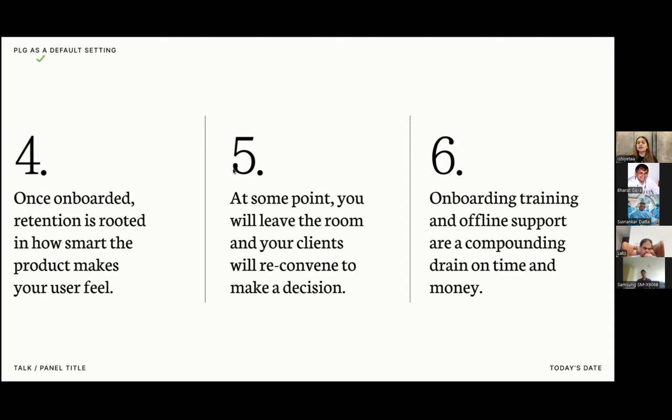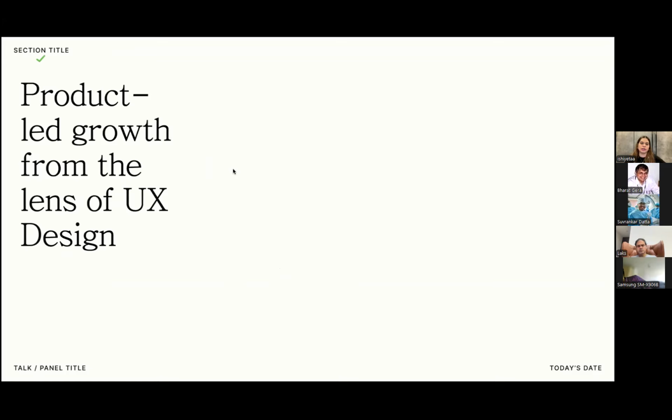The sixth is onboarding training and offline support are a compounding drain on time and money. So without a UX intervention, products are only as good as development is able to make them. And it ends up resulting in a lot of onboarding training. Someone has to go on site, train people. Then when people are trying to use the product, they'll keep reaching out to support if they can't find the things they're looking for, if they get stuck in places. So all of this can be avoided by UX design methodologies getting involved early on in your product.